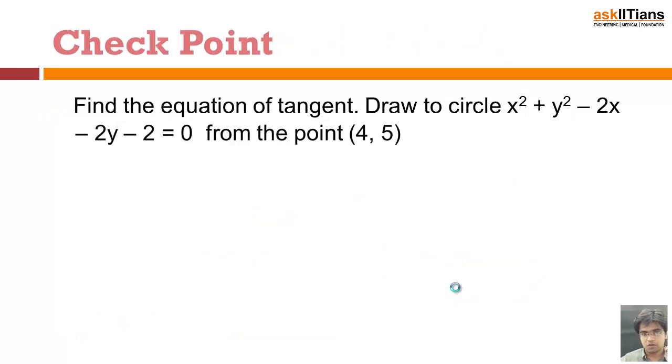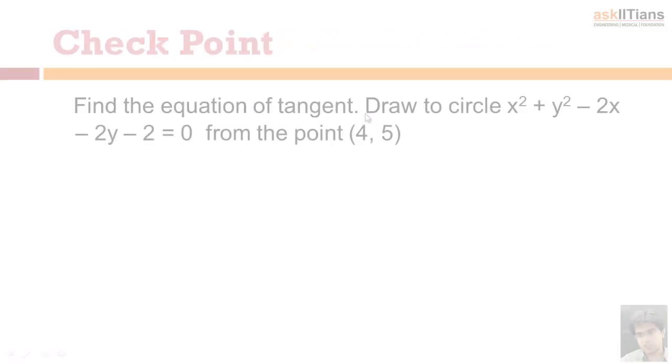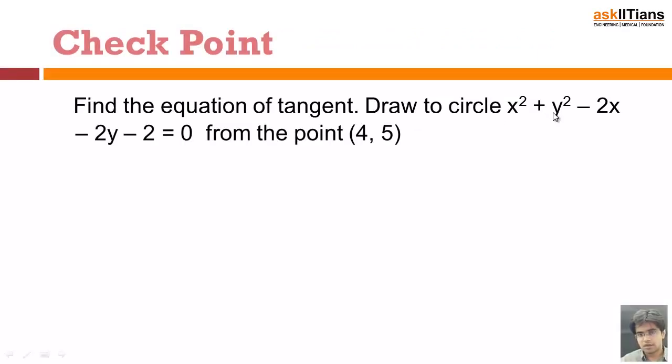Let's move. So we'll come to the checkpoint. Find the equation of tangent drawn to the circle from the given point. Equation of tangent. Let's first check whether this point is lying outside or inside. So 4 square plus 5 square minus 8 minus 10 minus 2 is what? This is 16 plus 25 minus 20.